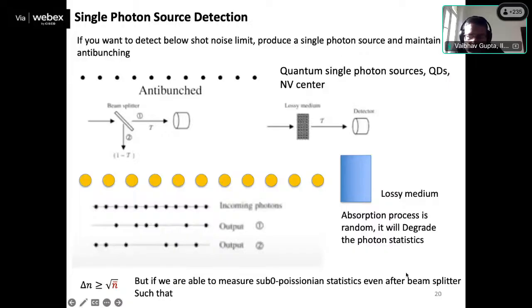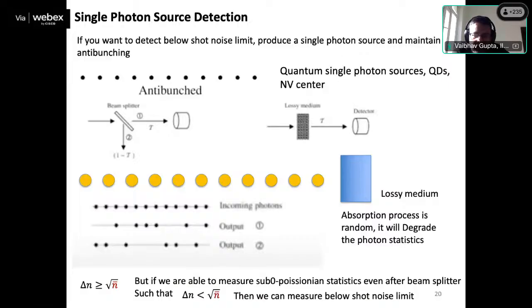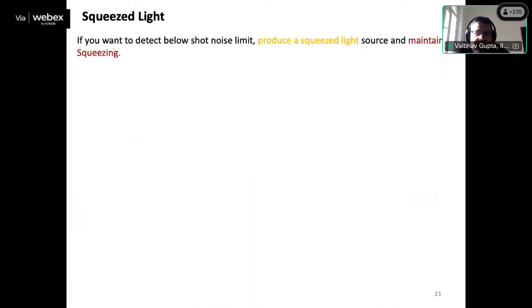So we can measure with the beam splitter, but we have to ensure that even after the beam splitter, the distribution and the fluctuation should be less than the average number under root, and then you can measure below the shot noise limit. Another option is to create squeezed light and maintain the squeezing. First you create the squeezed light, then you maintain this squeezing.